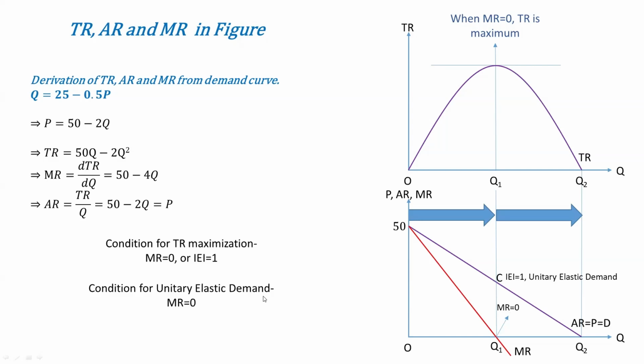We can say demand is unitary elastic when marginal revenue equals 0. That is why in the condition of total revenue maximization, we add the additional condition unitary elastic demand along with marginal revenue equals 0. The price associated with unitary elastic demand is P1. It is called unitary elastic price and the quantity Q1 is unitary elastic quantity.